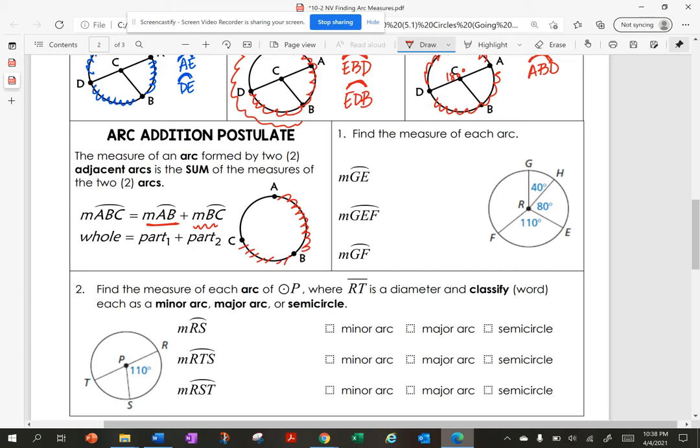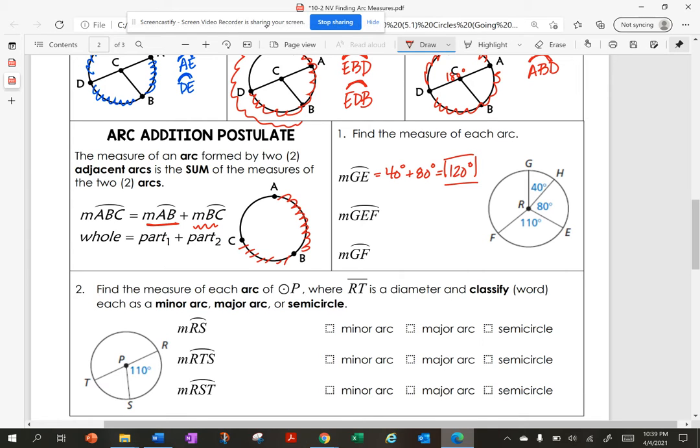Okay, so let's do this using some numbers. Let's find the measure of arc GE. So when I'm going from G to E, I can go the short way or the long way. So the long way is more than 180 degrees, which is a major arc, and I need 3 letters, so I know I'm going the short way. So this is going to be 40 plus 80. 40 degrees plus 80 degrees, which is 120 degrees. So arcs are measured in the units of degrees, just like angles.